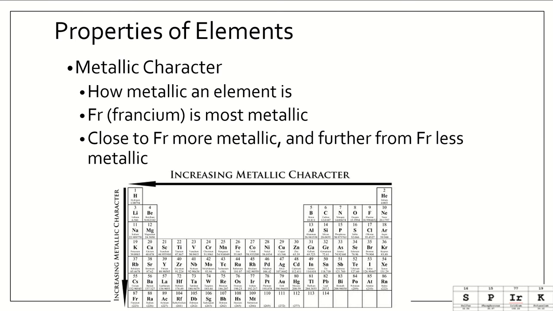Metallic character is how metallic an element is. Francium in the bottom left corner of the periodic table is the most metallic element. Elements that are near francium are very metallic, and elements on the other end of the periodic table are far less metallic. These are the least metallic elements.